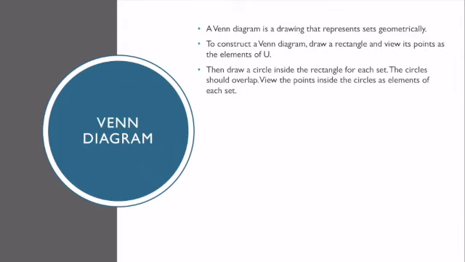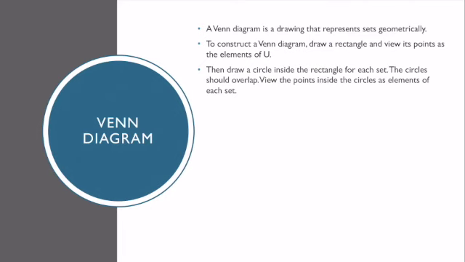A Venn diagram is a drawing that would represent these sets geometrically. To construct a Venn diagram, you draw a rectangle and view its points as all the elements in U. You then draw a circle inside the rectangle for each set, and the circles should overlap as long as they aren't disjoint, right? So their intersection wouldn't be the empty set. And we view the points in the circles as elements of each set.